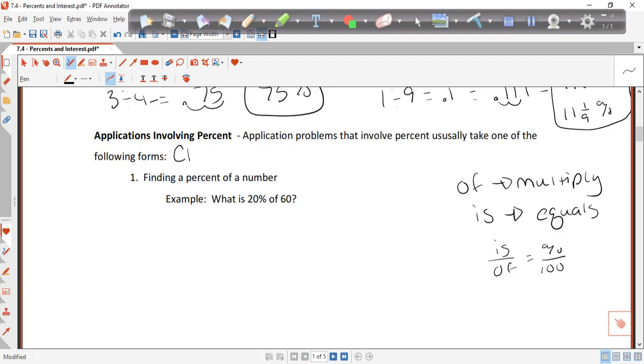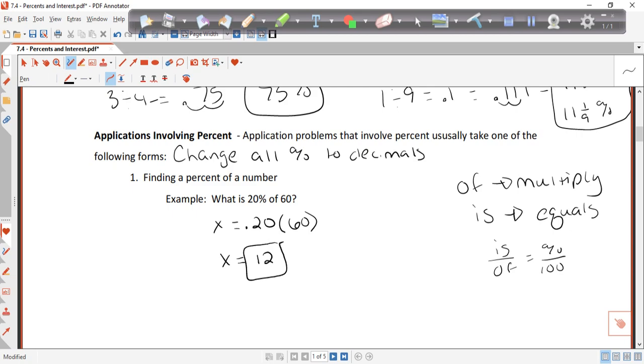So when you're doing these, we're going to change all percents to decimals. When you use the is over of equals percent over 100, you don't have to do that. So the first one, we're going to find a percent of a number. What is 20% of 60? So I'm going to put this directly from this sentence into an equation. What is x? Is equals 20%, which will be 0.20. Of means multiply 60. So all we have to do is put in our calculator 0.2 times 60, and we get an answer of 12.